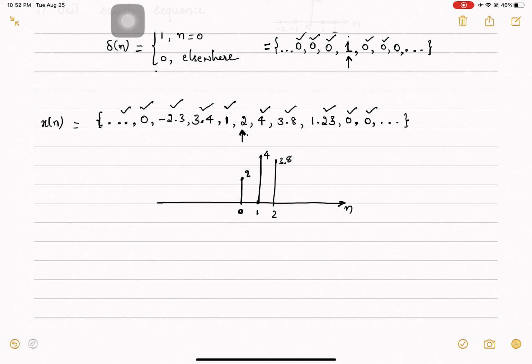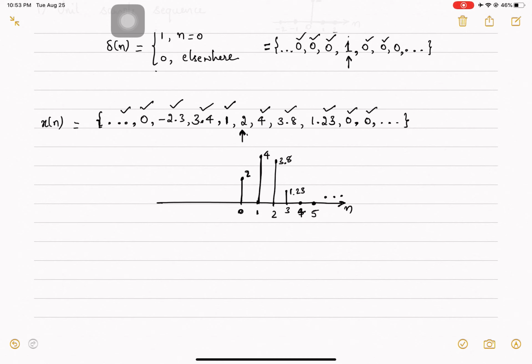Okay, and at n equal to 3, it is 1.23, and it is 0 for n equal to 4. This is n equal to 3, n equal to 2, and it is 0 for n equal to 5, so on and so forth. It is 0 for all the other values.